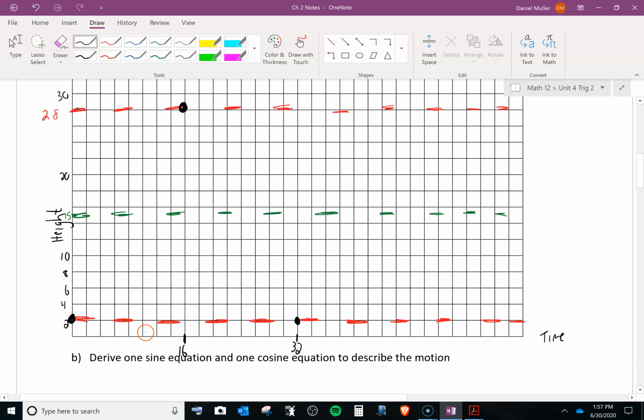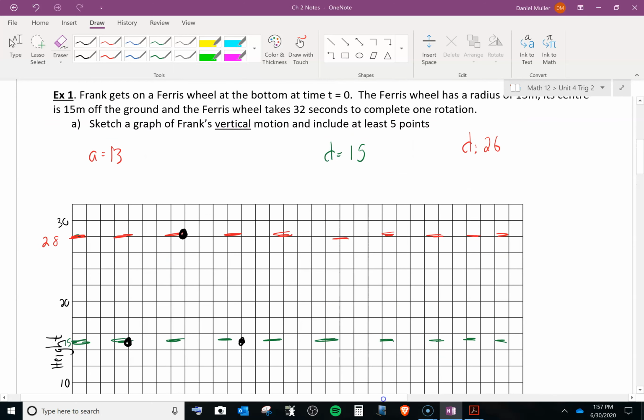So midway, between 16 and 0 would be 8. So there's 8, you're going to be in the middle. You're going to be at 15. And then halfway here, 1, 2, 3, 4, you're going to be at 16 plus 8, which is 24. And then that would be another 8 to 32. So that works. Now, I think it says include 5 points. So I've done that here.